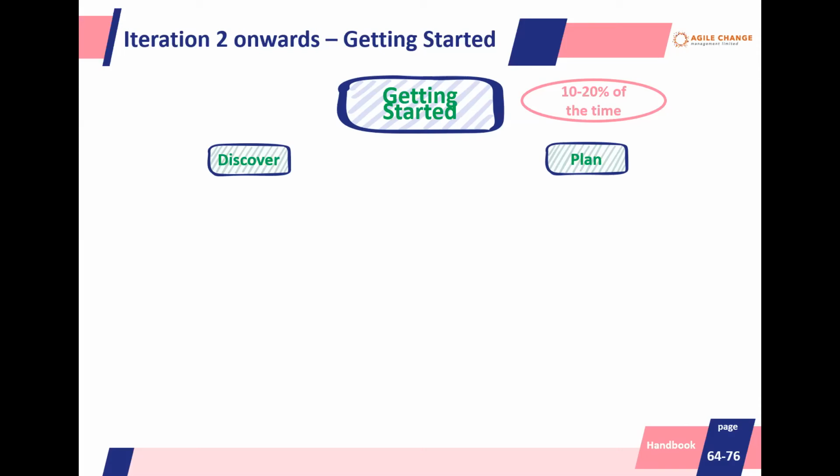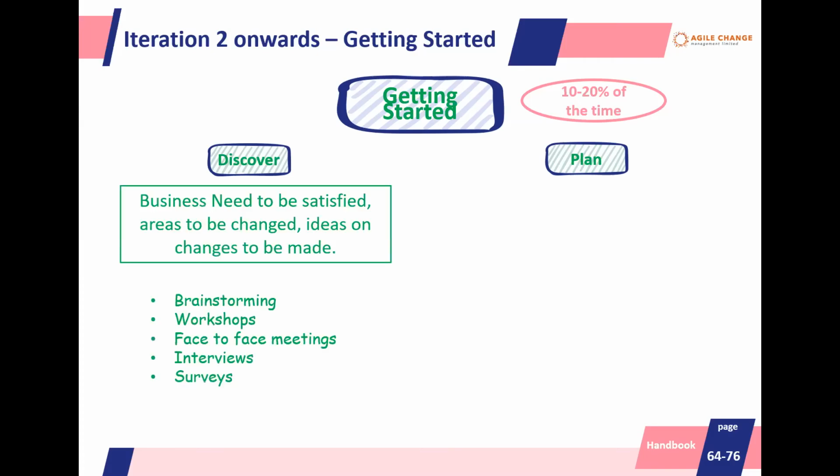So getting started is discover and plan, just like it was in iteration 1. Discover in this case is not discovering information about the whole change, but now thinking about using the information from iteration 1. What is the business case? What is the description of the change? Therefore, what is the business need we need to satisfy? What areas of the business do we need to change? What are all the ideas about what we're going to change and what we're going to leave the same? And we're going to work together collaboratively to do this.